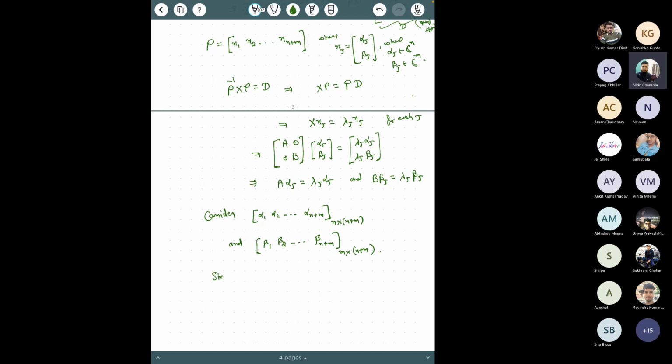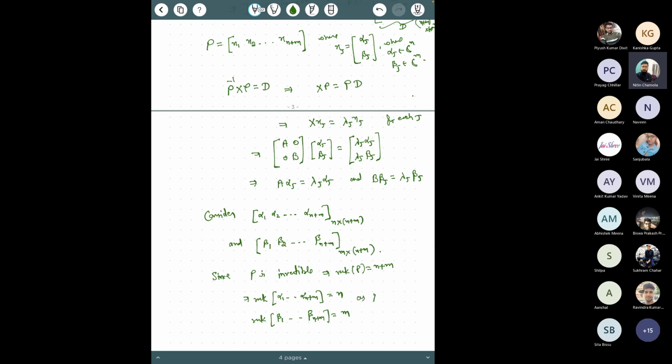So since we know that P is invertible, this implies rank of P is n plus m. This is very clear, right? Because P is invertible, this implies that rank of the matrix alpha 1 to alpha n plus m is n, and rank of the matrix beta 1 to beta n plus m is m.